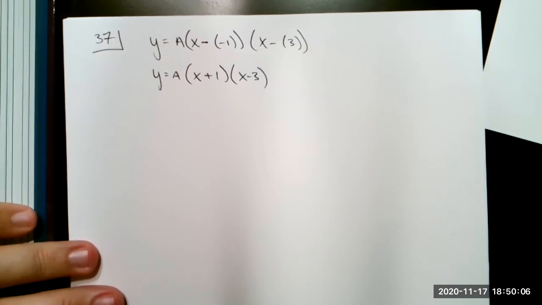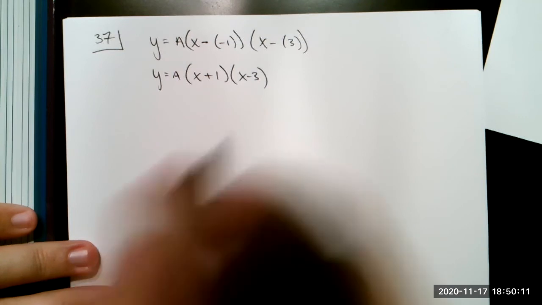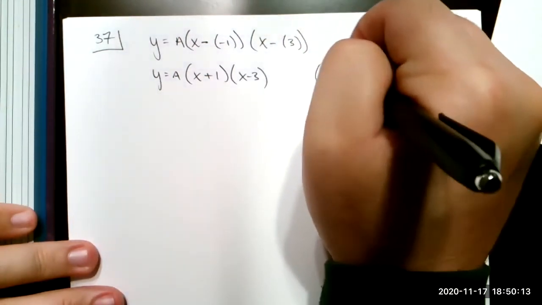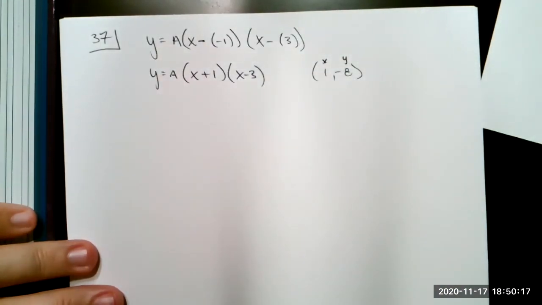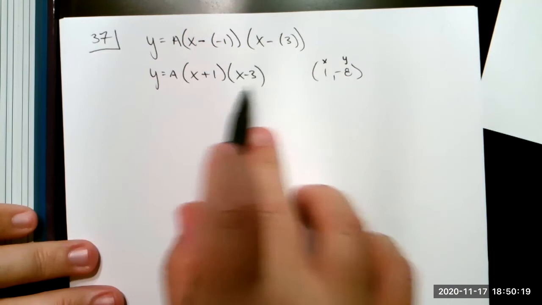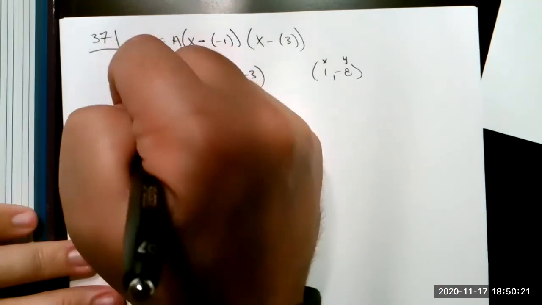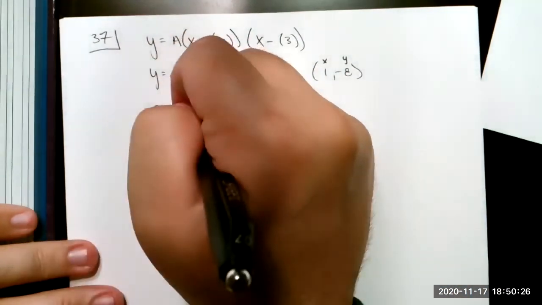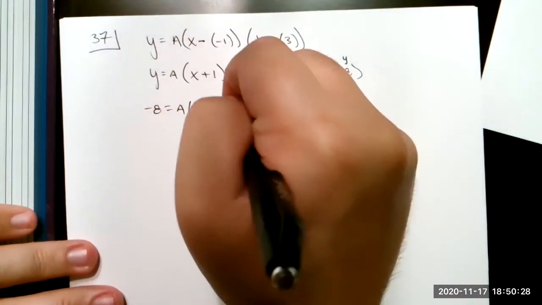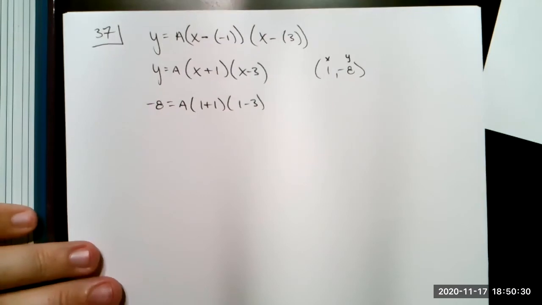Now they're giving you that third point. It passes through the point 1, -8. So if I'm going to pass that through 1, -8, my x is 1, my y is -8. So go through here and replace everything with what we just said. So y is -8, x is 1, and then do your math.